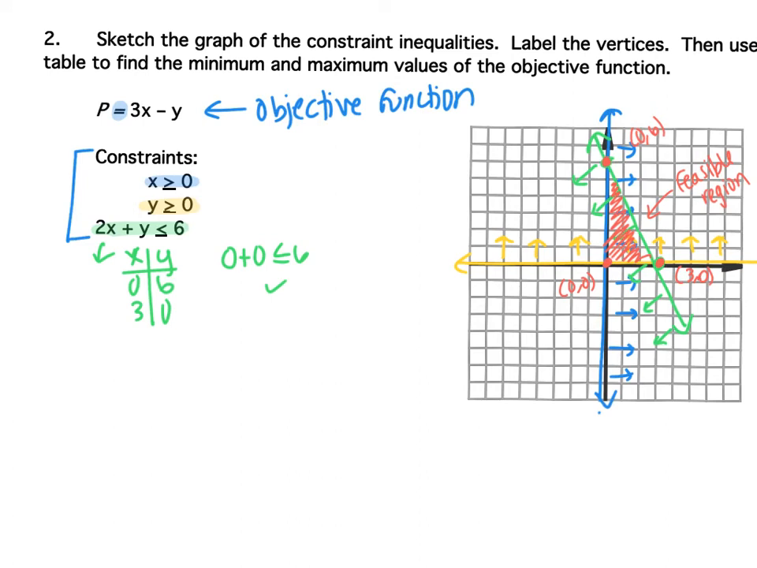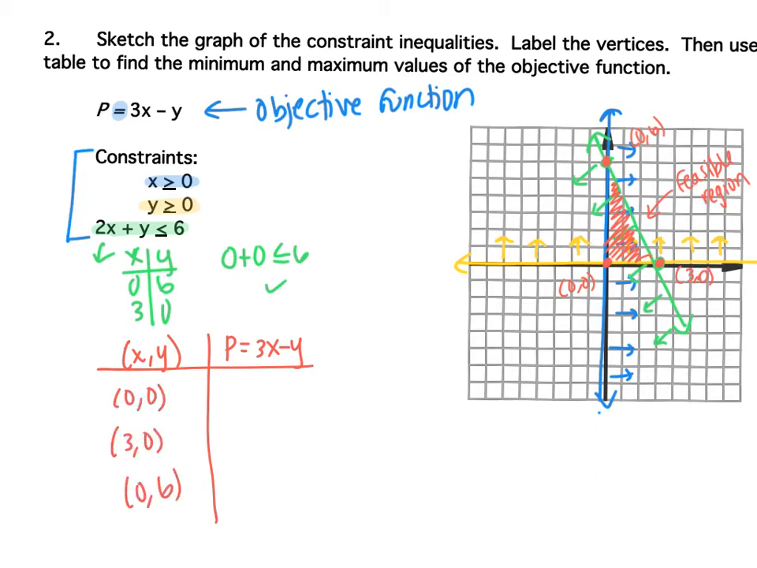Again, like above, the way to figure it out is by a table. One side of the table, I'm going to put my points. The other side, I'm going to plug them into the objective function. So we have the point 0, 0, we have 3, 0, and we have 0, 6.